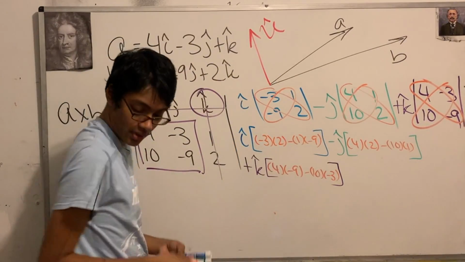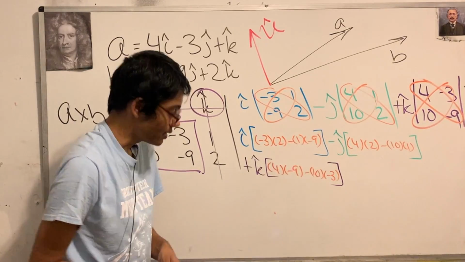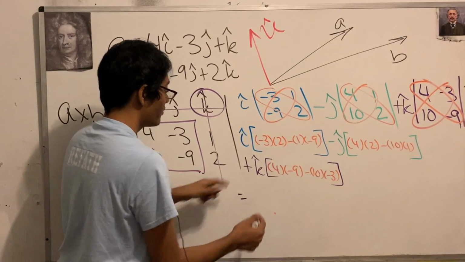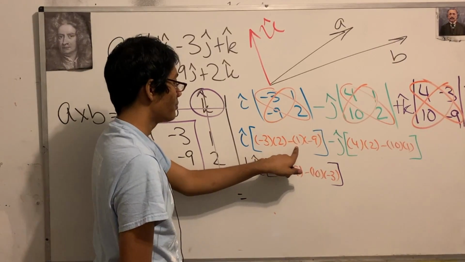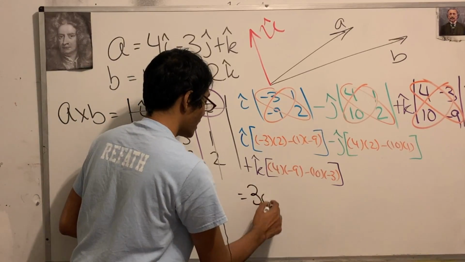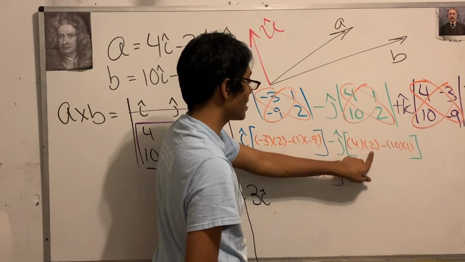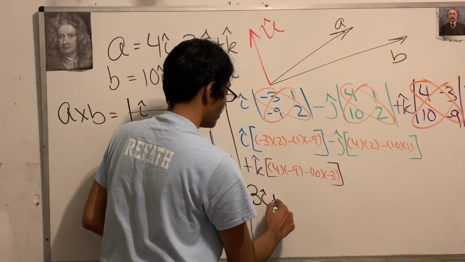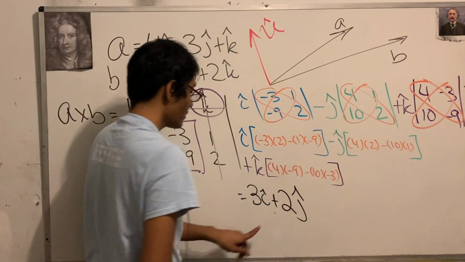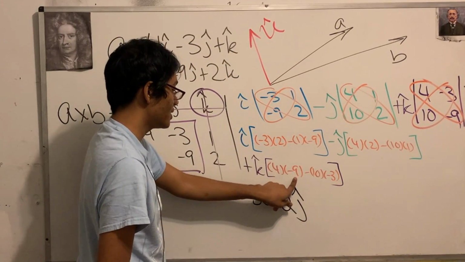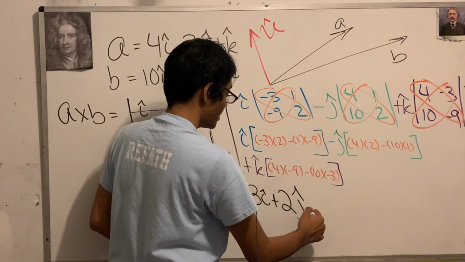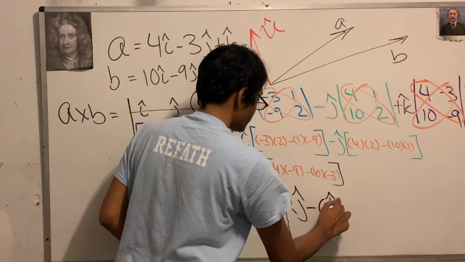And so what do we end up with for our final answer? Let's see if we can get this down in red. So for our final answer, we'll have negative 6 plus 9. Minus 6 plus 9 is 3 i hat. So here I'm going to have 4 times 2 is 8 minus 10. So 8 minus 10 is minus 2, but here's a minus sign, so plus 2 j hat. And finally here I'll end up with 4 times minus 9, negative 36 plus 30. So 30 minus 36 is minus 6 k hat.